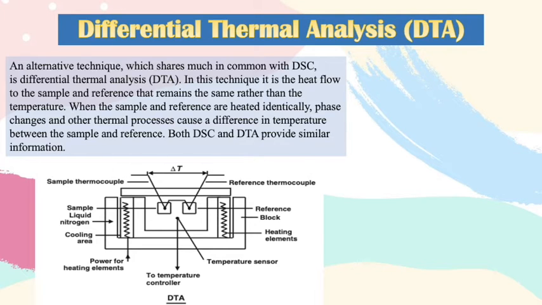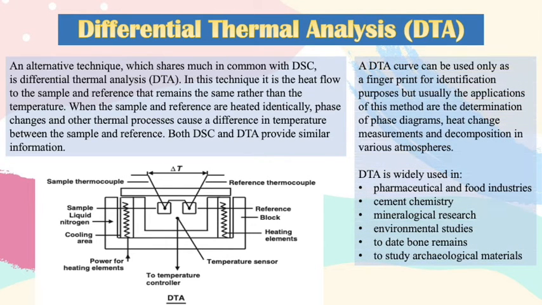This is the schematic diagram for DTA. And it is usually applied to determine phase diagrams, heat change measurements, and many others. The DTA is widely used in pharmaceutical and food industries, cement chemistry, mineralogical research, environmental studies, and it is also used to date bone remains and to study archaeological materials.